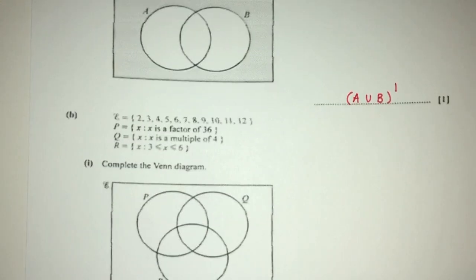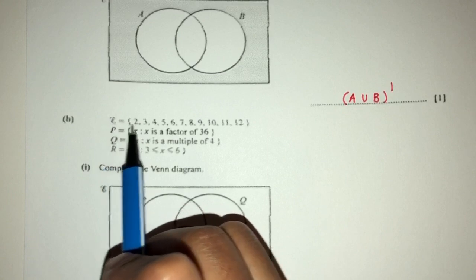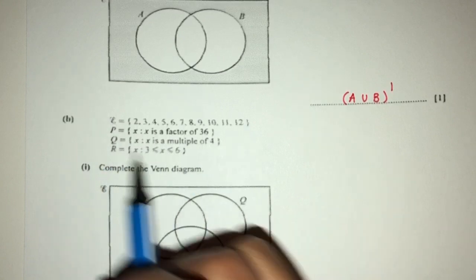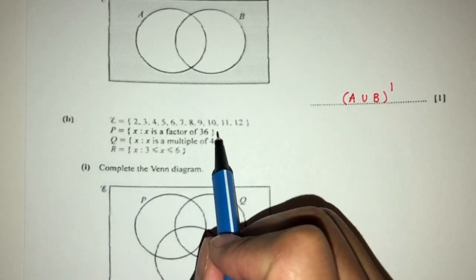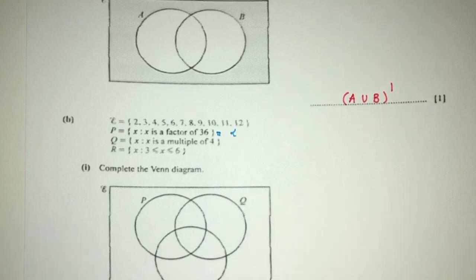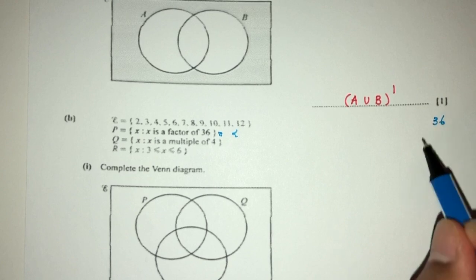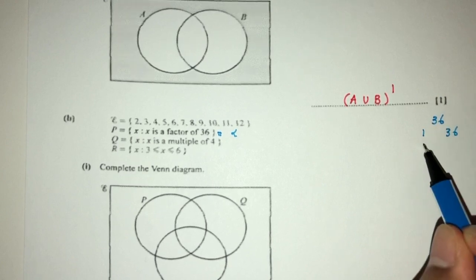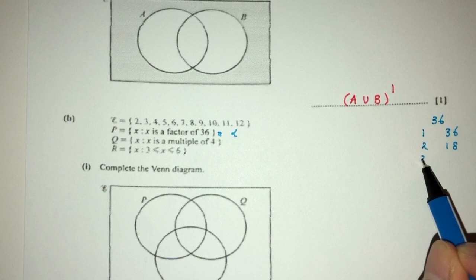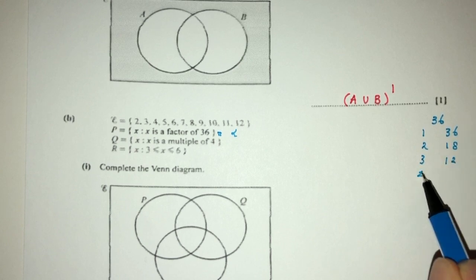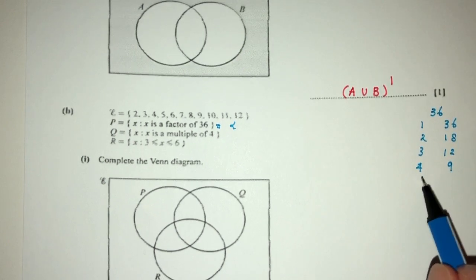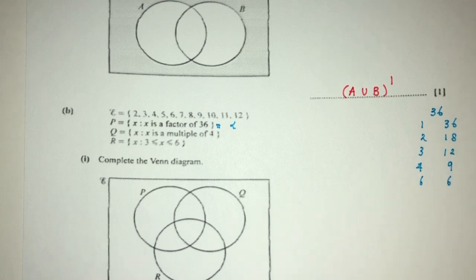And in part B, here we have the universal set, which is the values from 2 to 12. And here we have P, the factors of 36. So let's list the factors that we know of 36. So let me write this down. Here we have 1 times 36, 2 times 18, 3 times 12, 4 times 9, and then 6 times 6. That should be pretty much the factors that we have for 36.